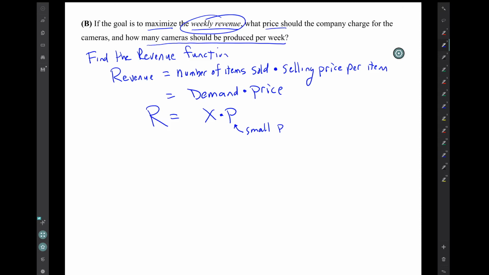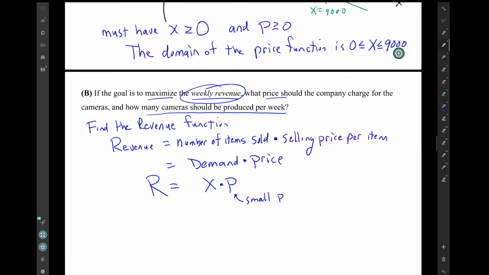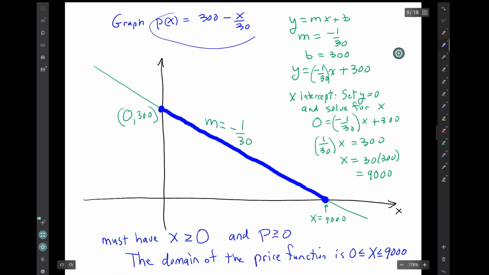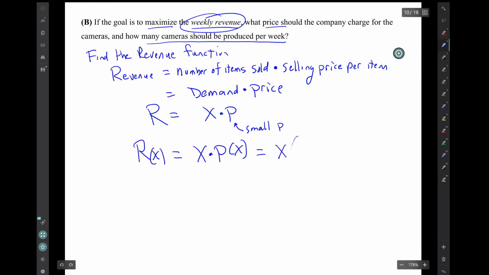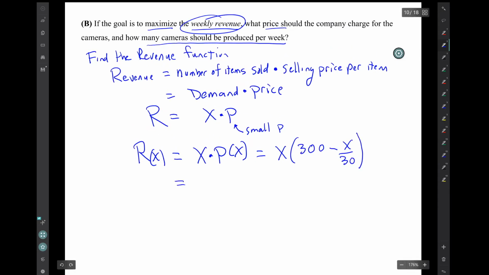Notice that's an equation involving capital R, little x, and little p. But from the previous part A, we have this formula for p. It's actually a function of x. So p of x is 300 minus x over 30. So in other words, if I replace the letter p with the price function, p of x, then the right side is just a bunch of stuff involving x, and so that amounts to a function of x. So that's the revenue function. So there's the revenue function.